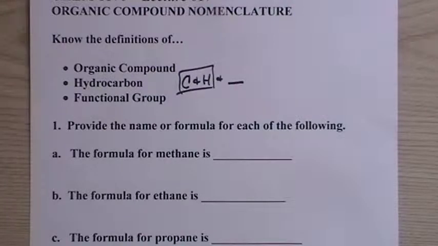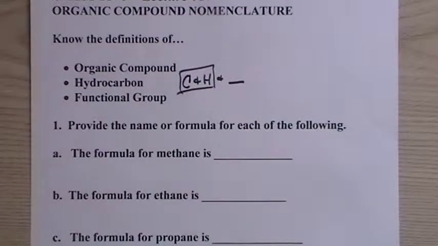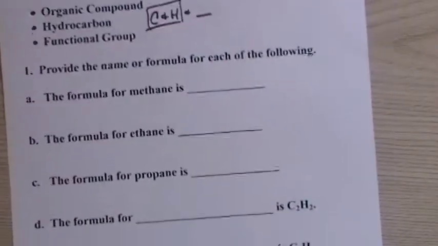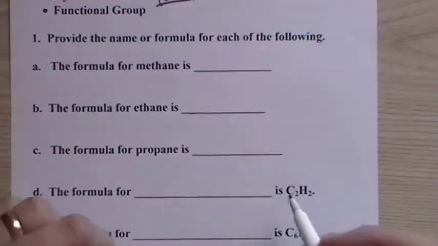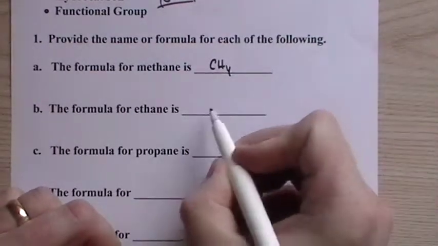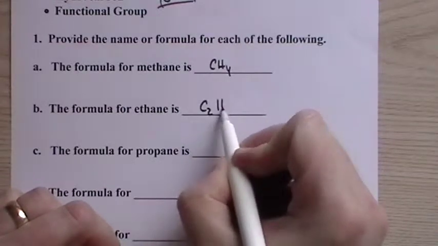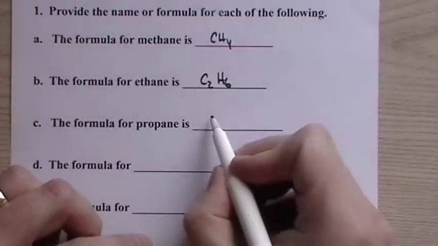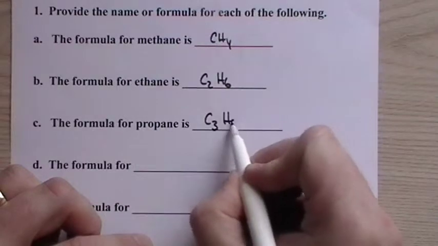So with carbon and hydrogen alone, you can create millions of different compounds, I mean literally. And when you go into organic chemistry, you'll learn to name a good portion of those. We're just going to learn some basic ones here. Let's take a look. Formula for methane is CH4. And then the formula for ethane is C2H6. And the formula for propane is C3H8.